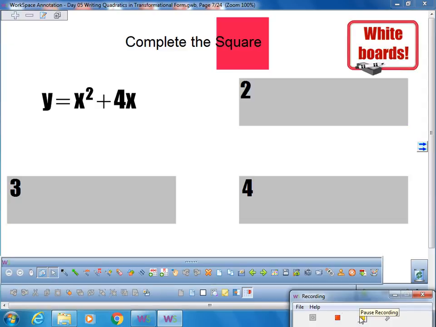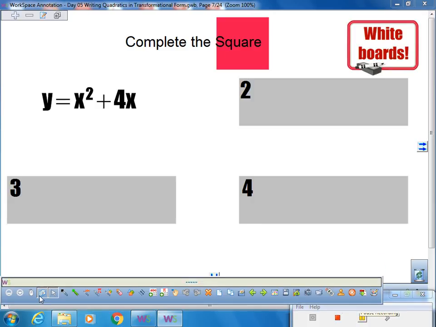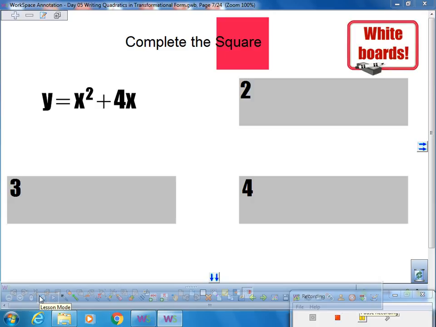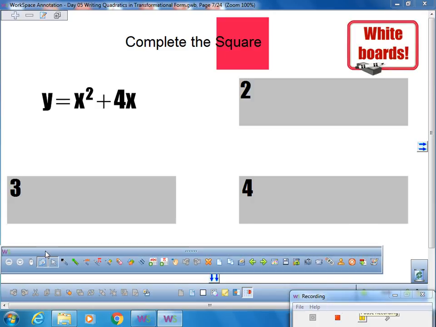Okay, let's start with completing the square. We started this a little bit yesterday, but let me see how well you guys can do this. Can you complete the square for me on this one? I'm going to show you first. How about that?